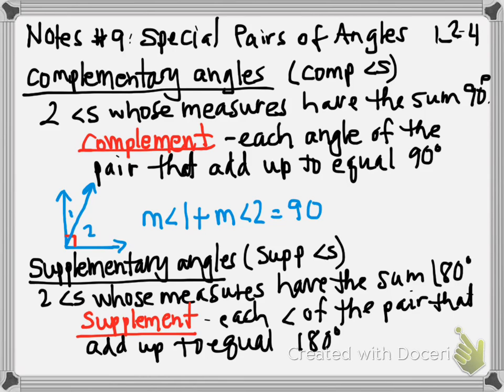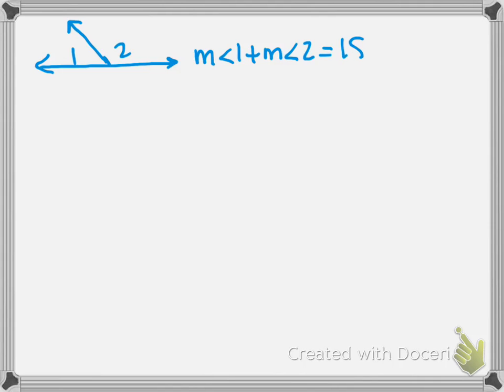And so what this diagram looks like, I think I'm going to go to the next slide and do that. So in this diagram, we're going to have a straight angle and some ray coming out of it. And we're going to have angle 1 and angle 2. And according to the definition of supplementary angles, the measure of angle 1 plus the measure of angle 2 equals 180. Now I'm not going to write the degree symbol on this. So how would we use this? Let's go through an example.